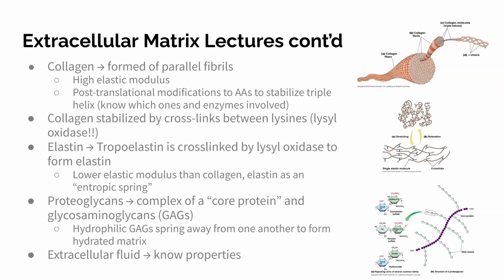So then we have elastin, which is tropoelastin cross-linked, again by lysyl oxidase, to form elastin. And it has a much lower elastic modulus than collagen, which means it's more like a rubber band, able to get back into its original form when stretched. And it's classified as an entropic spring, so it's important to know that. I'm not going to go over exactly what that is in all the slides.